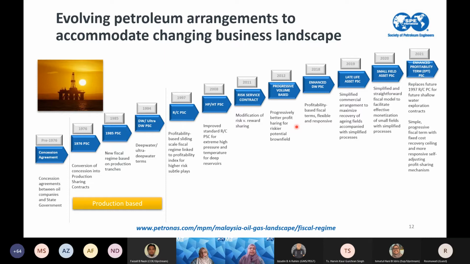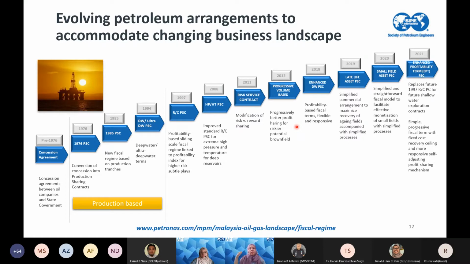Late in an asset's life. Then we also have the small field PSC, the small field asset PSC, SFA. The SFA is to target smaller fields, not small but smaller fields. Typically the ROVC PSC is sized around 30 million barrels or so. So for things sub 30, sometimes people find it difficult to make it work. So we're targeting the 10s or 20s million barrel fields through the small field PSC.